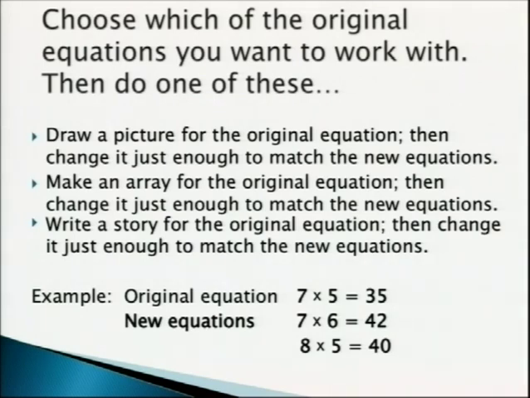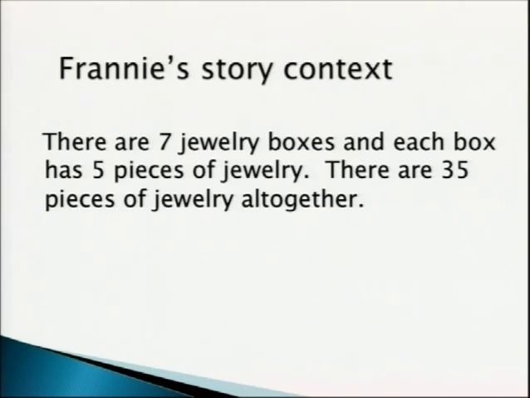And what we want to highlight for you is one of the students' ideas that Ms. K chose to bring back for everybody to consider together. And this is Franny's story context. There are 7 jewelry boxes, and each box has 5 pieces of jewelry. There are 35 pieces of jewelry altogether. And then, as the students are considering this, Ms. K asks, is this story about multiplication?